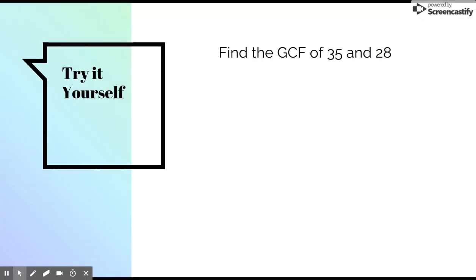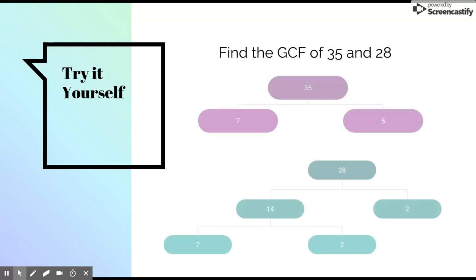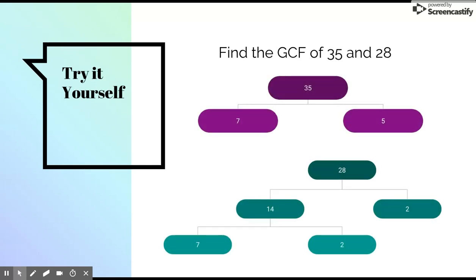So let's try one for ourselves, shall we? Find the GCF of 35 and 28. I encourage you to pause it right here to try and figure it out on your own. Okay, so let's check our answer. You should have gotten something like this.